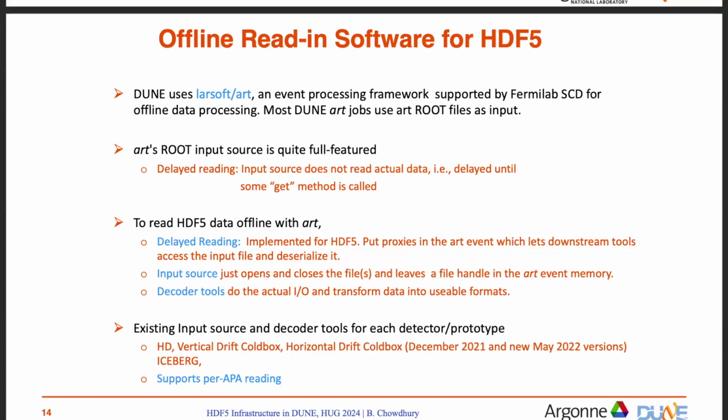So to integrate HDF5 offline with ART, we needed all those functionalities similar to ROOT. So we implemented these three points: delayed reading, input source, and decoder tools. The input source is just opening and closing the file and leaves the file handle in the ART event memory. And the decoder tool is really the one which is doing the actual I/O and deserializing the data. So we have shared input sources for all the detectors and also individual decoder tools for every single prototype.